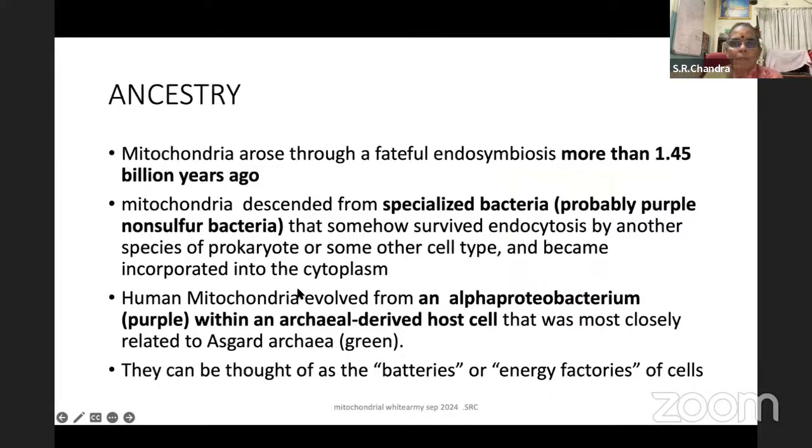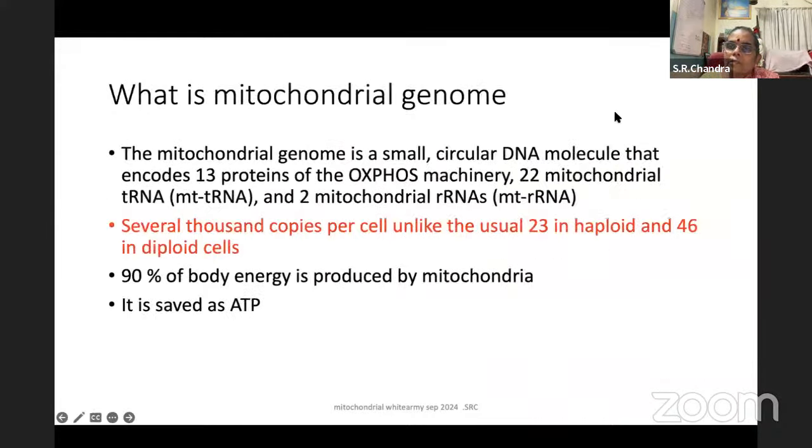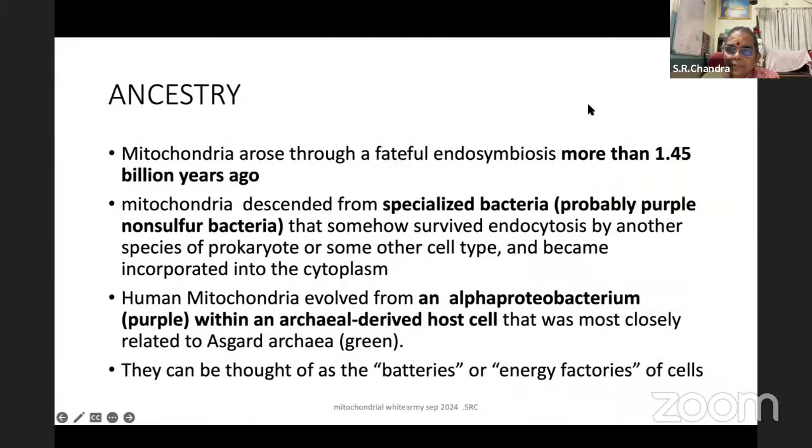Ancestry: it is said that mitochondria arose through a fateful endosymbiosis more than several billion years ago. Mitochondria descended from a specialized bacteria, a non-sulfur bacteria which got incorporated into the living cell by endocytosis by a species of prokaryote or some other cell type, and then became incorporated into the cytoplasm. So actually it is another living thing which got incorporated into the human cell, not any living cell several years ago, and then it became the energy machinery of the cell.